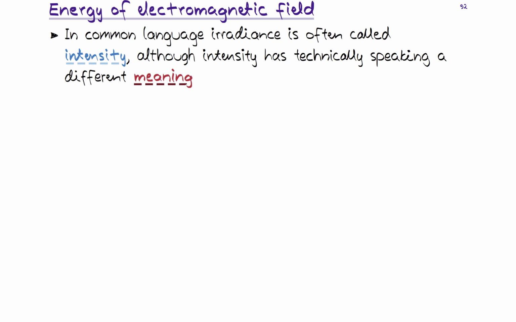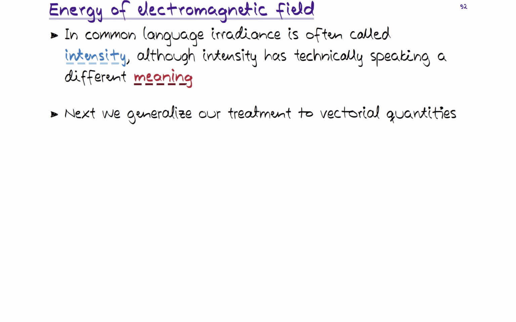In common language, like I already warned, irradiance is often called intensity, although intensity has a slightly different technical meaning. If you're interested in looking into that, I really recommend you click that link in your notes, and I think you will go to a Wikipedia article regarding these different units and different parameters that describe electromagnetic fields.